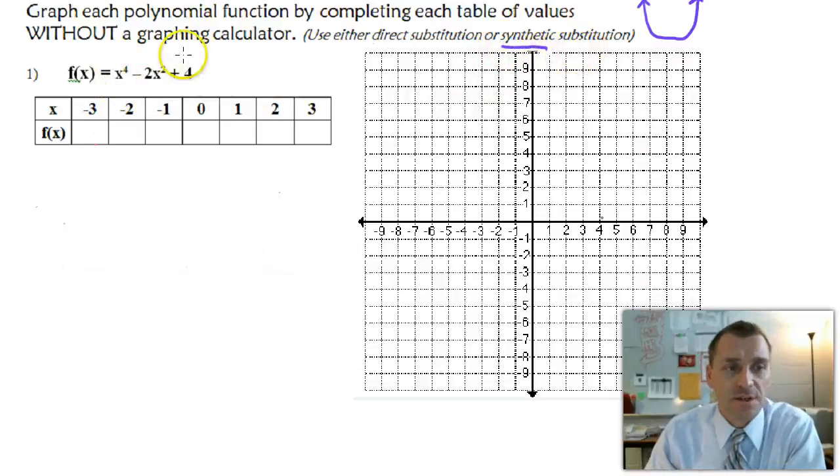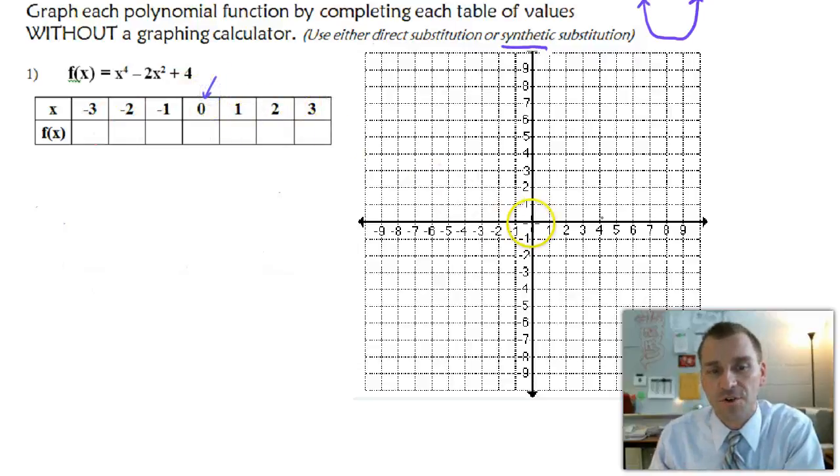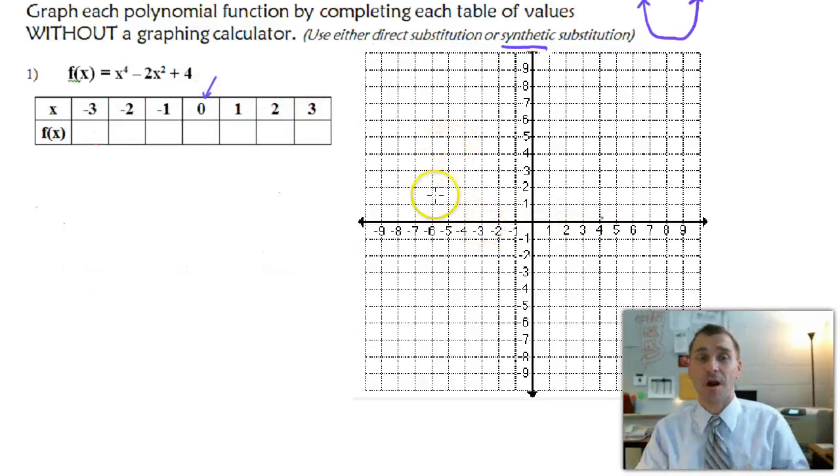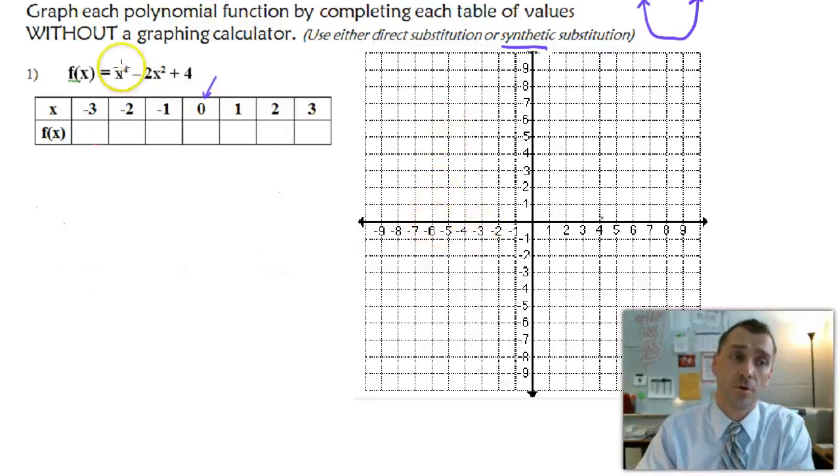But here we go. Synthetic substitution to figure out the f of x values when the x values here are generated for you already. Notice we're centering everything around the origin here where we're starting with 0 and then going 3 to the right and 3 to the left. Okay, it'll get you the general idea of how the graph's going to be shaping up. Although you know this is a quartic, so it looks like a W-ish type shape.